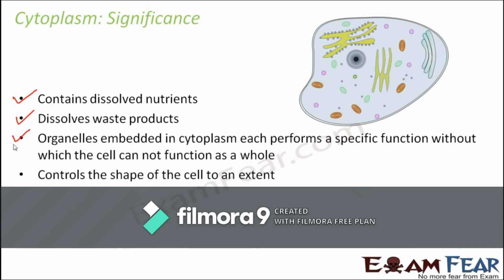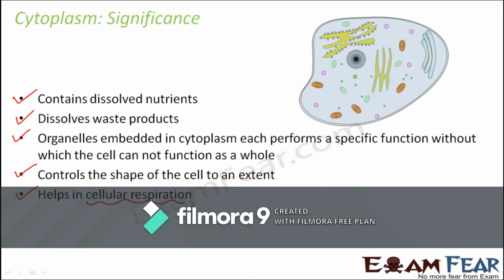It controls the shape of the cell to an extent because it is the fluid which is present throughout inside. So if the amount of the fluid changes, then the shape of the cell might also vary. So that means to some extent it controls the shape of the cell. It helps in cellular respiration. There are a couple of non-soluble molecules which are present and which keep floating in the cytoplasm. So some small molecules are present. These molecules help in the process of cellular respiration.